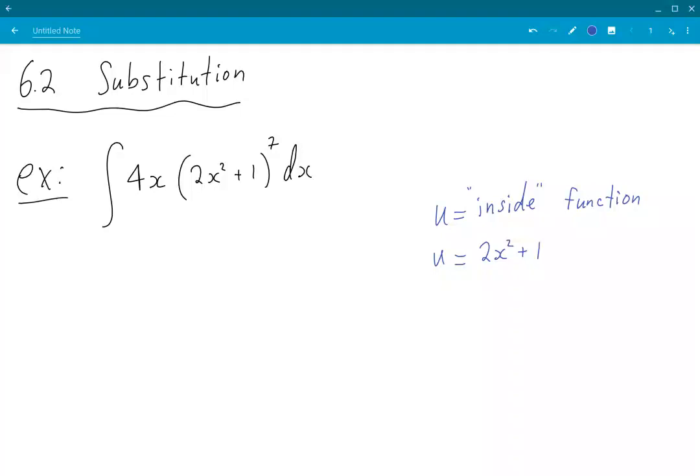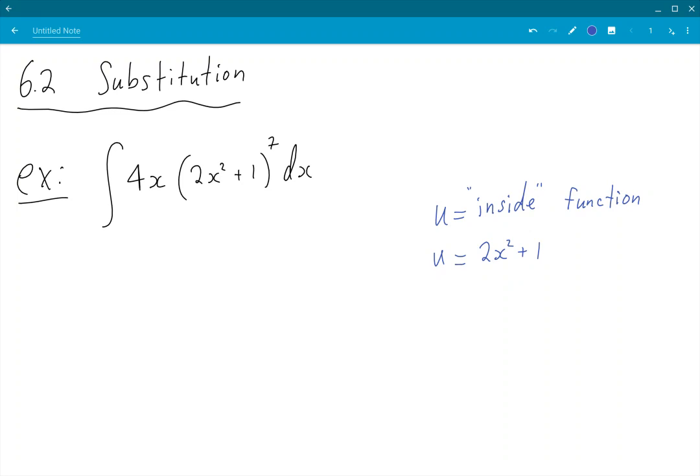Okay, our first major integration technique is substitution. So I will do a couple examples before presenting the overall technique.